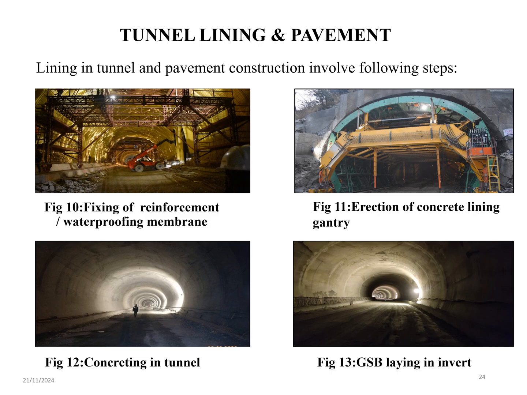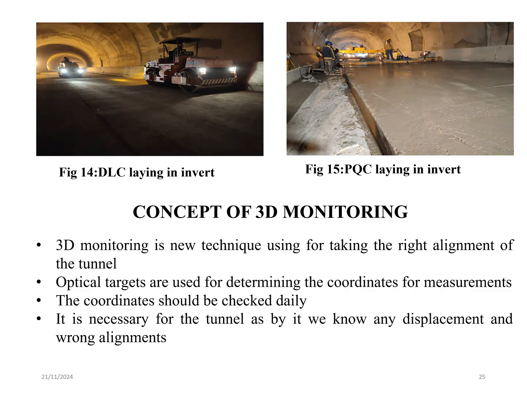Concreting in tunnel. In this, the concrete is then compacted and allowed to set, forming the tunnel lining. GSB, which stands for granular subbase: this layer provides a stable foundation for the pavement. DLC laying in invert. DLC stands for dry lean concrete: this layer acts as a base for the pavement and provides additional stability. PQC. PQC is known as pavement quality concrete: this layer forms the actual pavement surface, providing a durable and smooth finish.